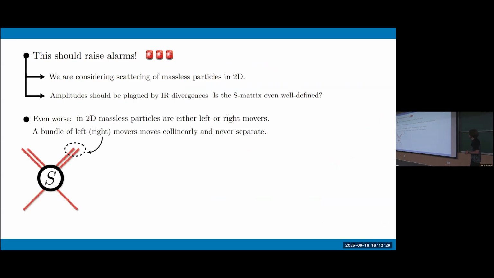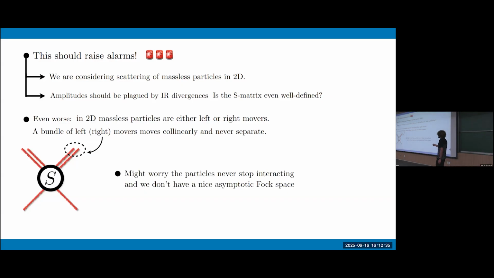And even worse, we are in 2 dimensions, so massless particles are either left or right movers. So you can imagine you have a bundle of, say, right movers. They'll just be moving collinearly forever. They never separate. So you might even question whether they define a good asymptotic Fock space if these particles never stop interacting and never separate.